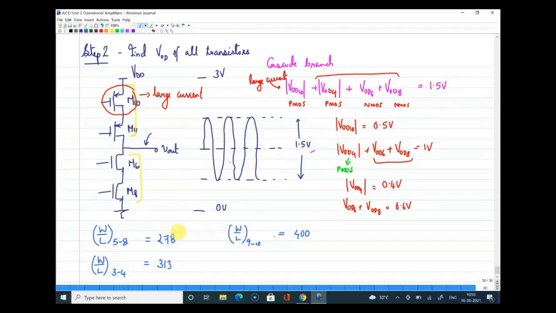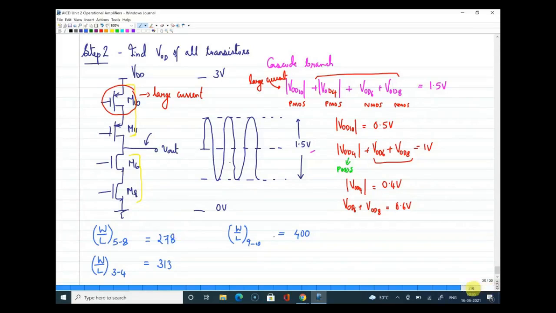Yes, Yeshita, I got your answer. 5, 6, 7, 8 is 278. So these are the answers for the size of the transistors in the cascode. There are two sides, both the cascode transistor sizes are there. We got the size of all the transistors now.